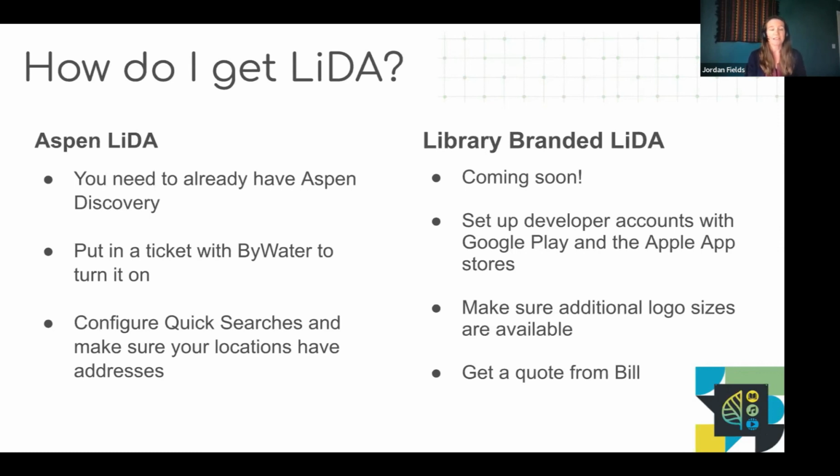just to get the regular Aspen LiDA. There's a few things you'll want to do: those quick searches, that gardening search and the spring break search. You can configure those special LiDA features, and then make sure that your locations have addresses so that we can do that geolocation piece. That's really important for the Aspen LiDA because so many libraries are in there. It makes it so much easier to make sure that they're getting the right library.